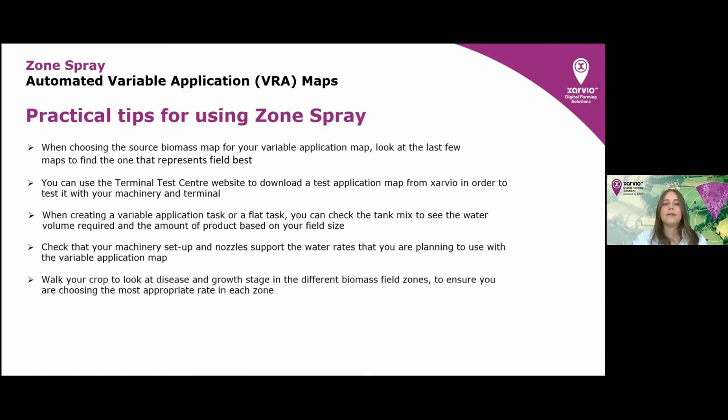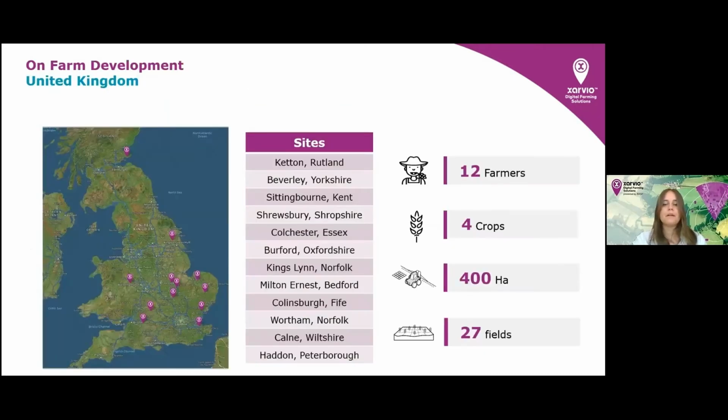If you've got a bit more time, I would recommend walking your field beforehand, whether it's yourself or your agronomist, using your note function, taking pictures and making notes of disease in the different biomass areas, just to give yourself a bit of understanding. Then when you're creating the application map, you can choose the rates accordingly to each zone, because they look different for every field.